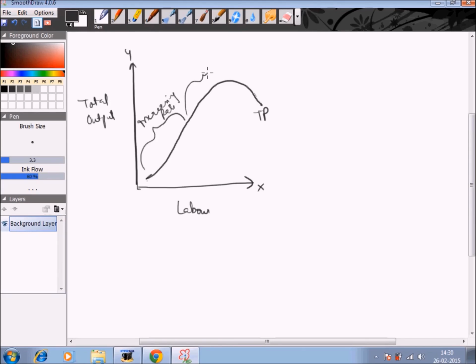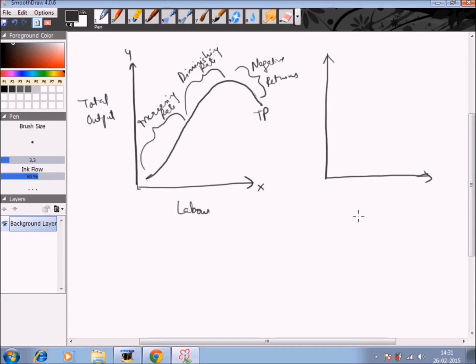From this point to this point it increases at a diminishing rate, and from this point it starts going down. This is the effect of the law on the total productivity. What about the marginal productivity and average productivity? Let's see this.